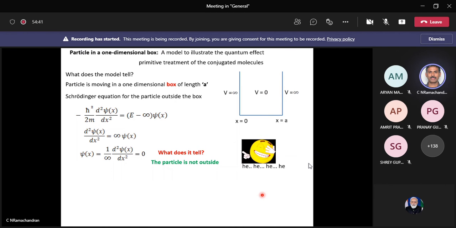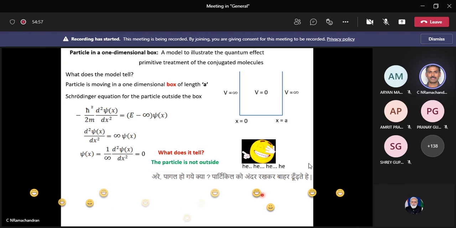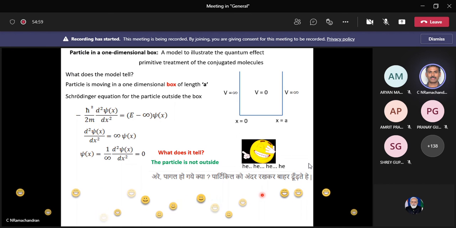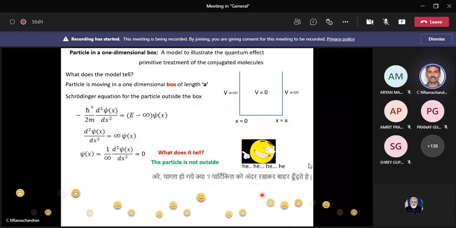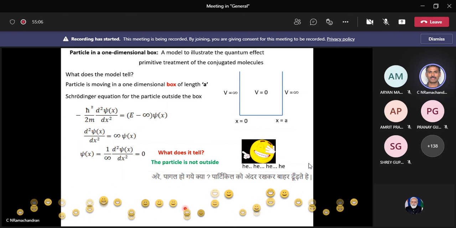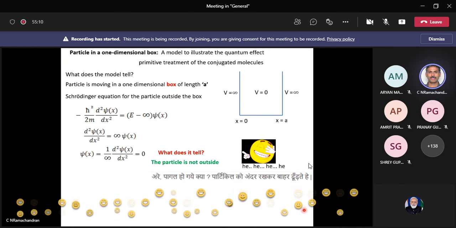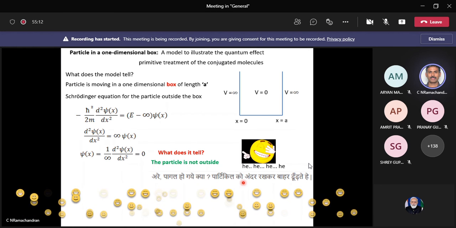Then you may be thinking, what nonsense am I doing? I already told that we are running late, but still Sir is talking about particle in 1D box and proving that the particle is not outside. Okay, so for those people, I hope all of you can read Hindi. Otherwise, you can convince your friends what is the meaning of what is written. There may be small spelling mistakes, but you forget about that. So this is what it is. I hope you understand.